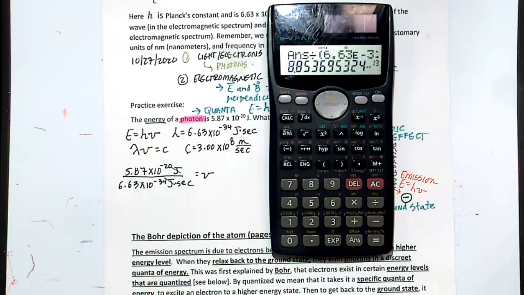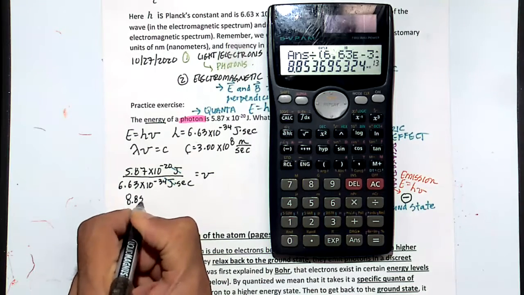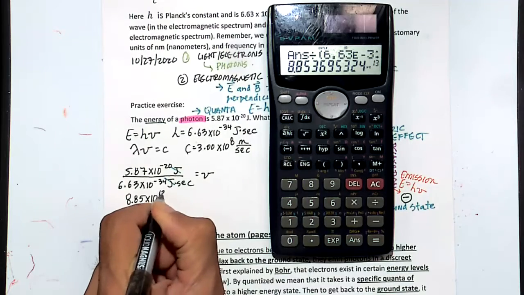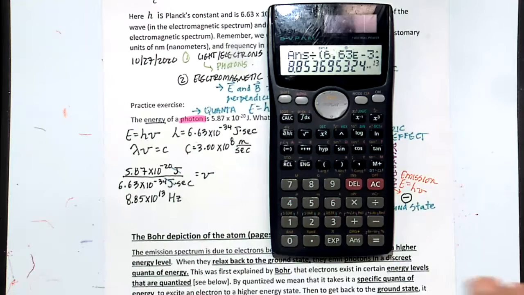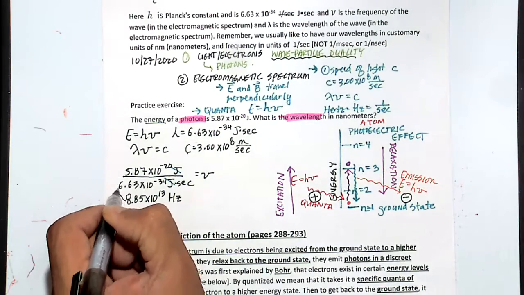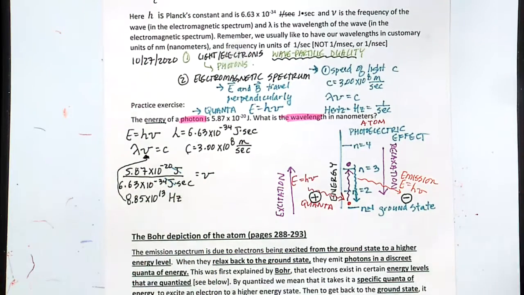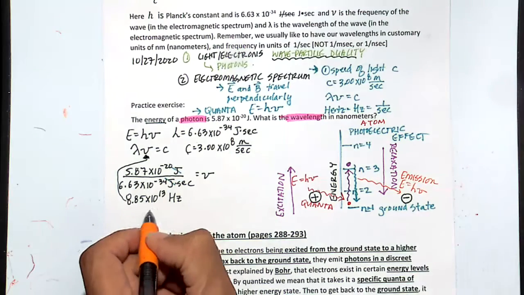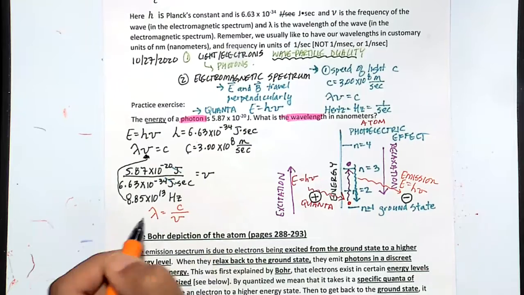Hertz is 1 over second. So 8.85 times 10 to the 13 hertz, which is the same thing as 1 over second. All right, so that's our V. So we can plug that in here, and we should be able to solve for wavelength, realizing that wavelength is c over frequency v.